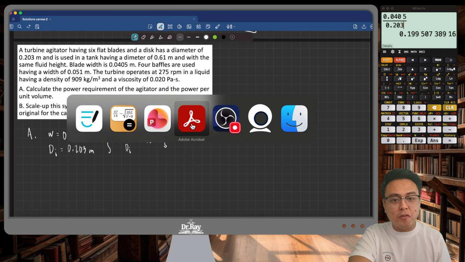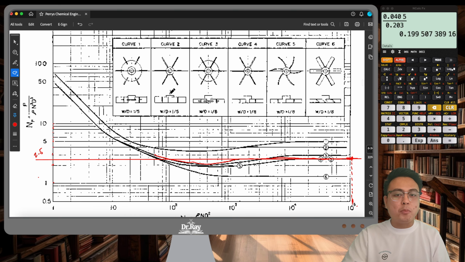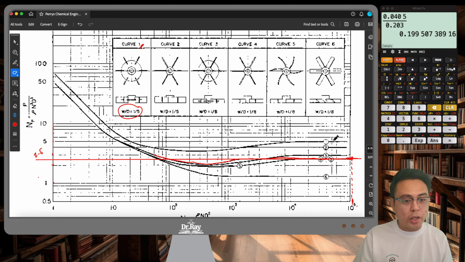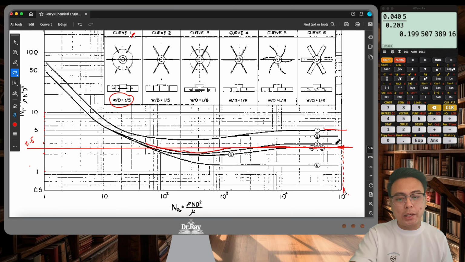Take a look at your graph from the handbook. You have two options for 6 blades with a disc. It's either curve 1 or curve 3. W over D ratio of 1/5 that we calculated, that is curve number 1. Curve number 1 is right here. Okay, so we will be using that later.